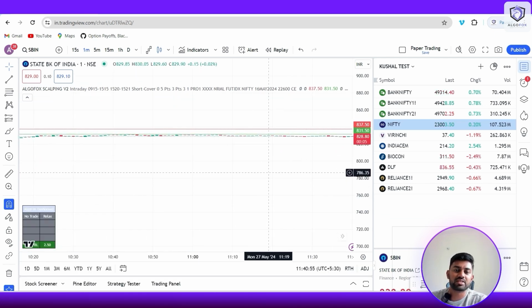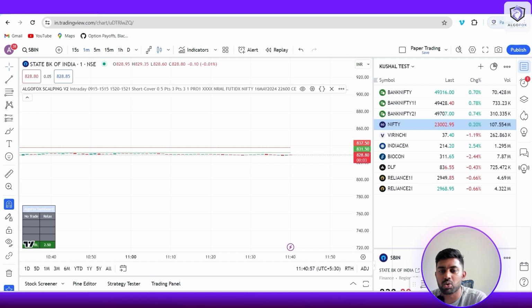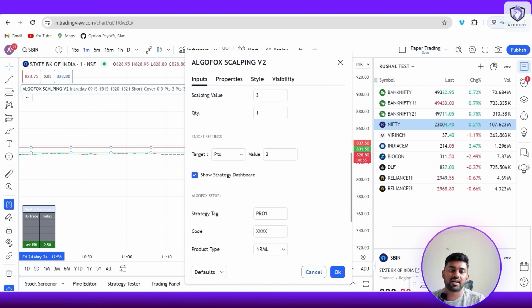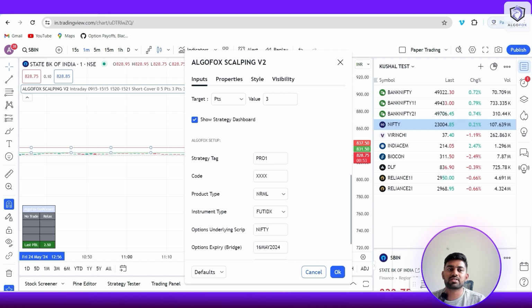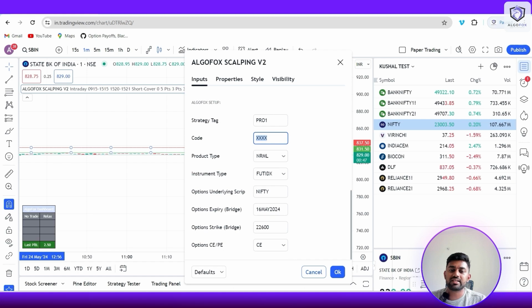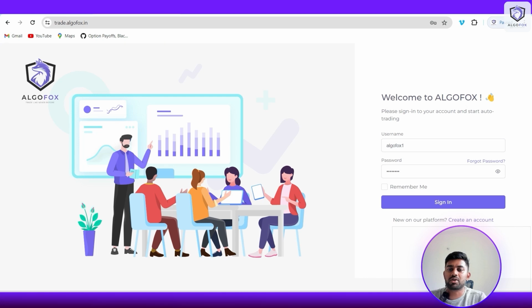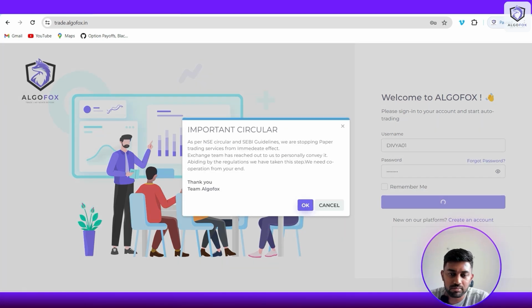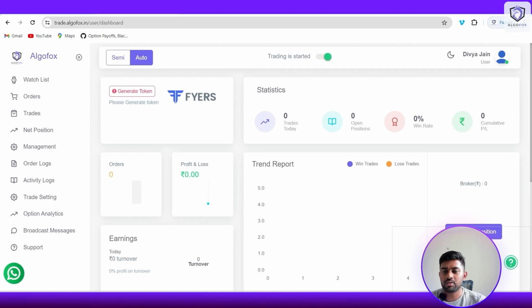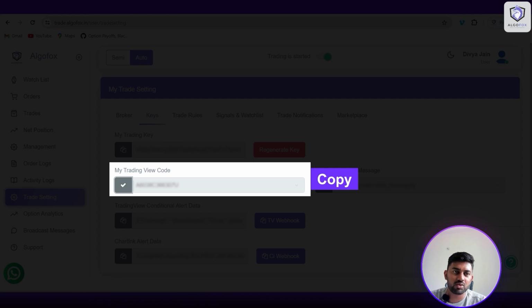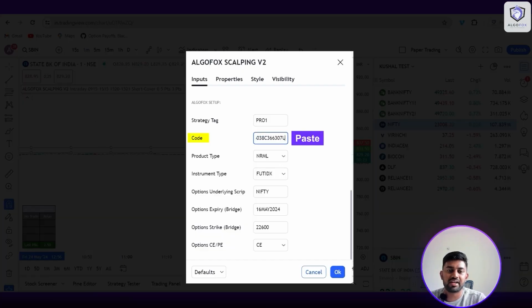Now, to automate this type of scalping setup directly to your broker terminal, all you have to do is go to the settings, inputs, scroll down, you will have Algofox setup. In the Algofox setup, add the right strategy tag, add the right code, and simply click on OK and add alert. For example, let me connect my broker terminal right away. So now this is my Algofox account. I'll just go to trade settings, keys, I'll copy my TradingView code, come back here and paste my TradingView code.